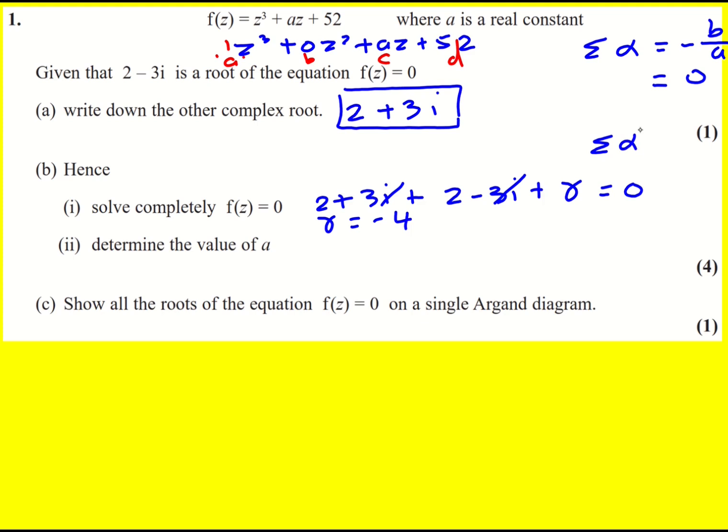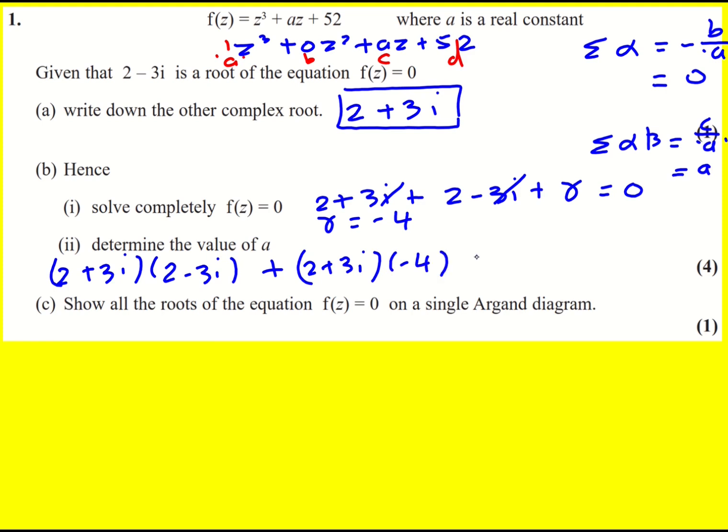So the sum of the pairs of the roots is then c over a, which in this case is going to be, this is inverted commas again. It's a bit confusing when they call that a, because a is always the leading coefficient. So here we're going to actually get a. Right, so now I just need to go with 2 plus 3i multiplied by 2 minus 3i plus 2 plus 3i times minus 4 plus 2 minus 3i times minus 4. And that's going to equal a.